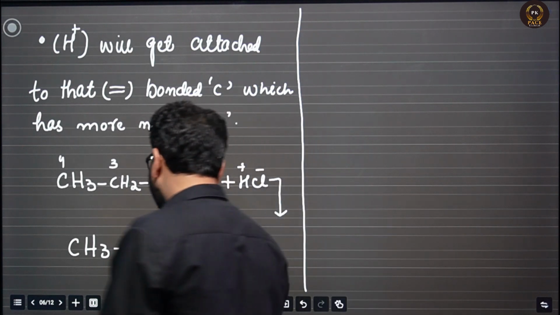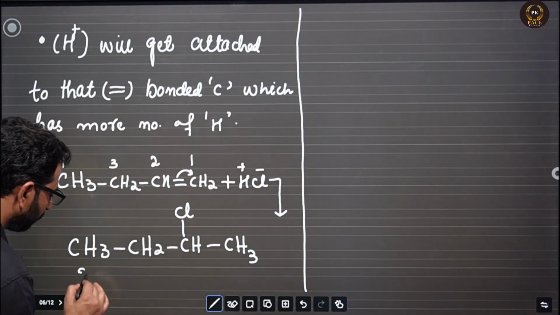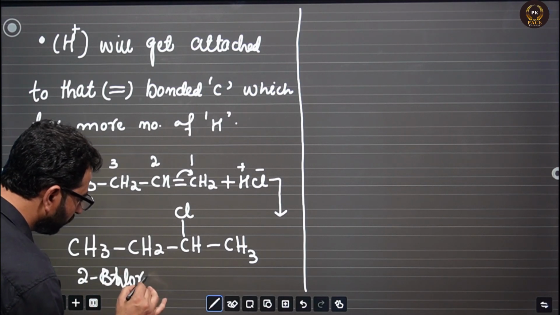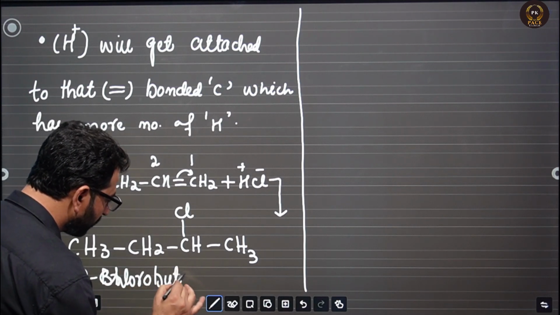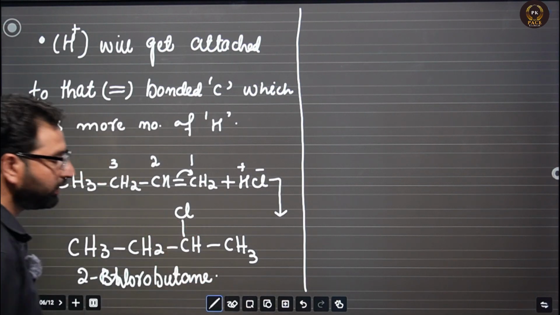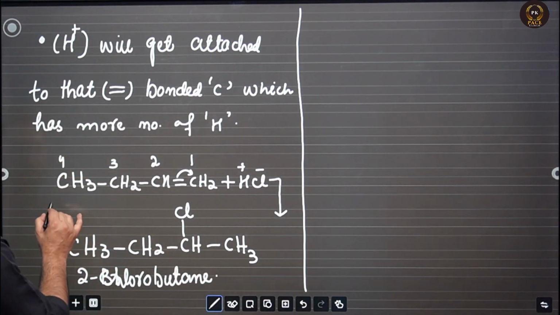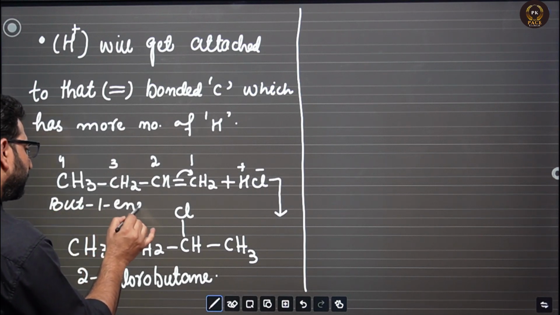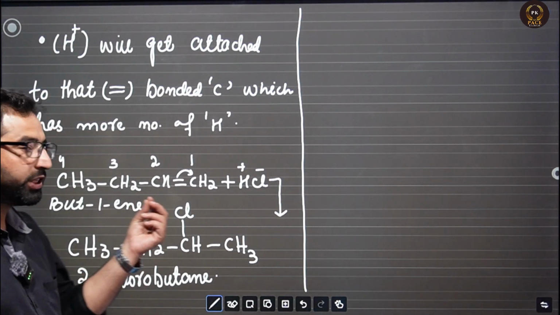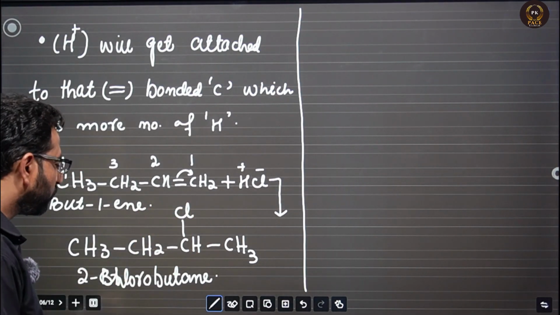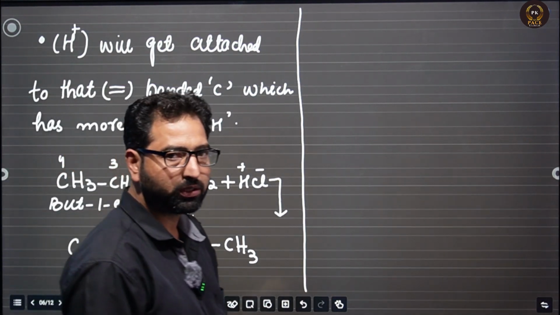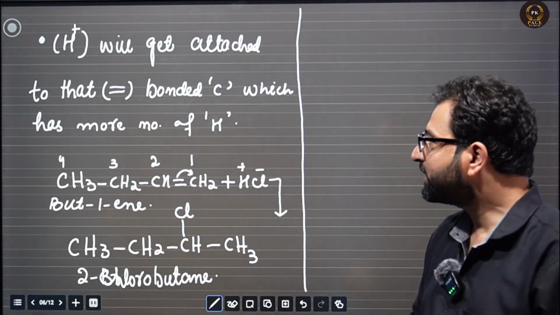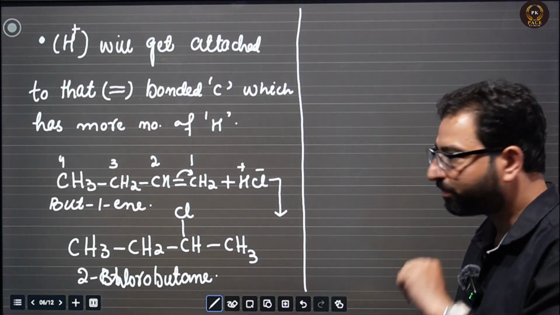Okay, now dear, this product is 2-chlorobutane. This is a 2-chlorobutane. Okay, clear? And we have taken but-1-ene. From but-1-ene, when we treat it with HCl, it will give us 2-chlorobutane as a major product. Clear? This is Markovnikov's rule. Okay, now see one more important question here.